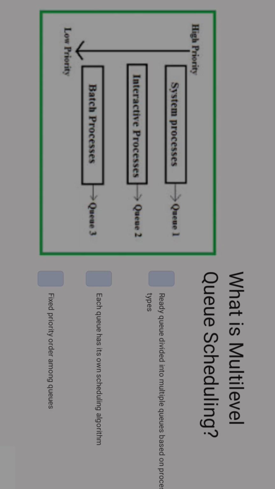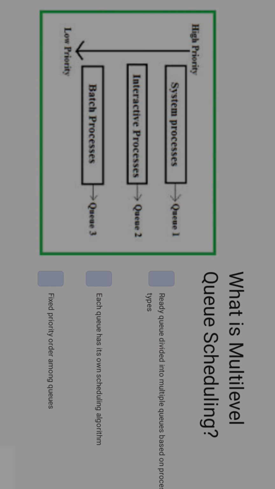Let's begin with multi-level queue scheduling, often abbreviated as MLQ. Imagine a cinema hall. When people enter, they are categorized and sent to different sections: VIP section, premium section, balcony, and general. Everyone is watching the same movie, but their priority and treatment are different. That's exactly what happens in multi-level queue scheduling.